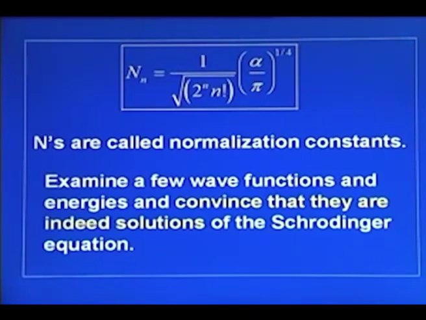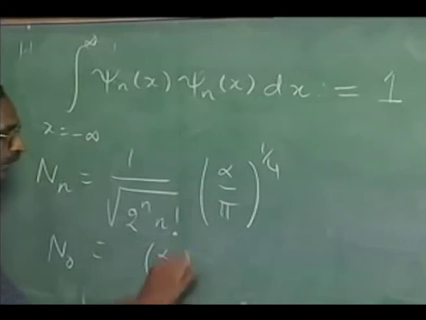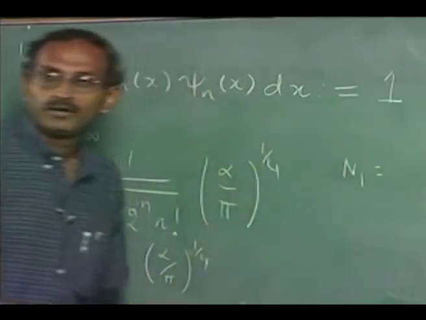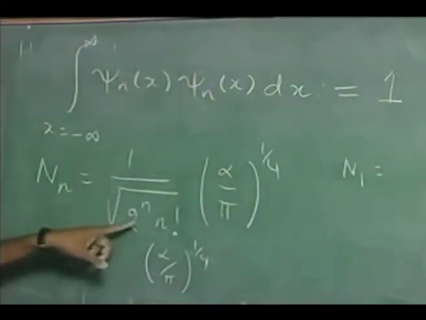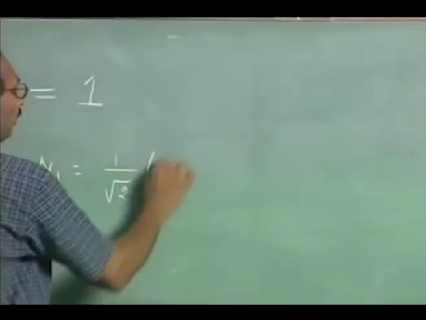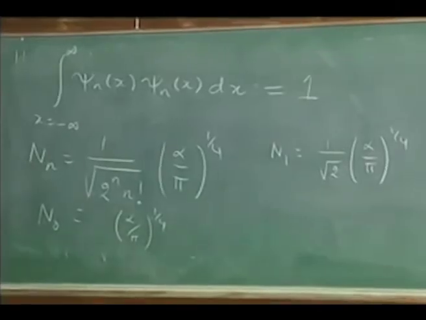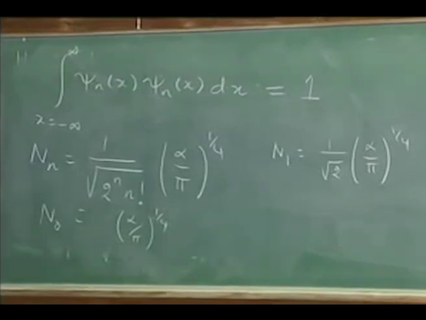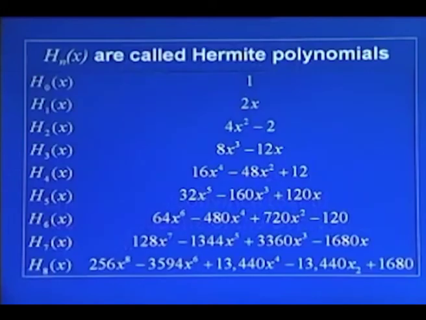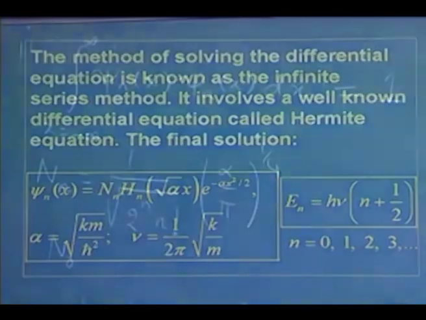When n is 0, for the wave function psi 0, 2 raised to 0 and 0 factorial are all 1. So what you have is alpha by pi to the power 1 by 4. N1 can again be written easily. When n is 1, it is 1 by root 2, 1 factorial is 1. So N1 is 1 by root 2 times alpha by pi to the 1/4, and so on. By substituting the corresponding values of n, you can generate all the normalization constants, and therefore the solution psi n, let's summarize.